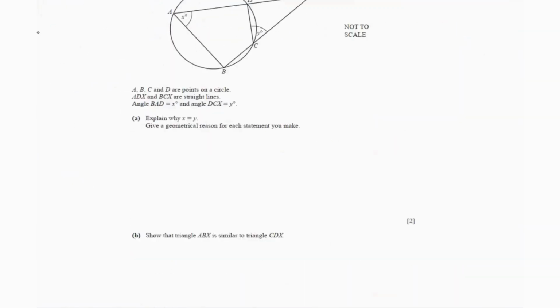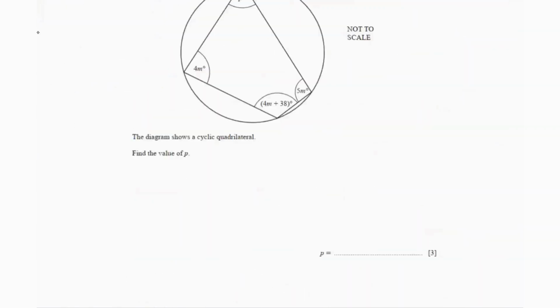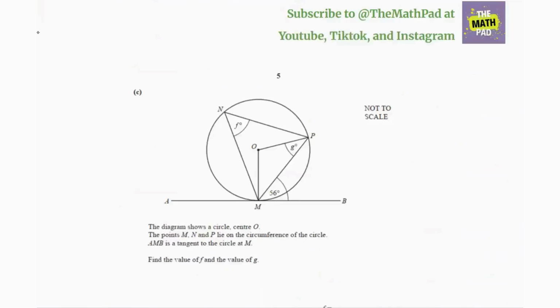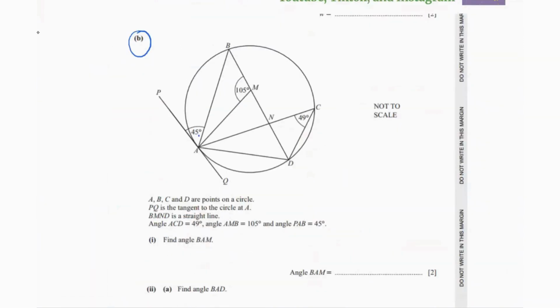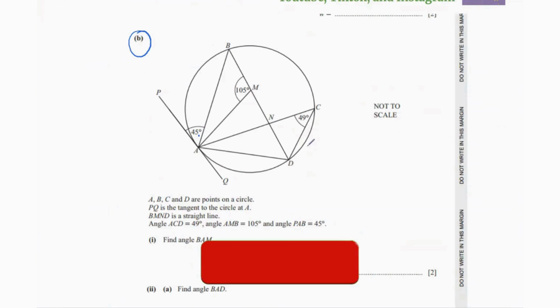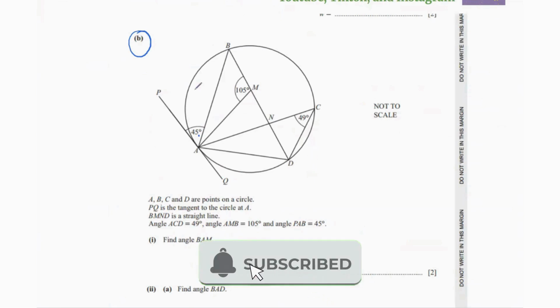And for the 2024 ones, I'm just going to do the ones that are very difficult. I'm not going to do the ones that are being repeated, because otherwise this video will be very long, and it already is. So in this one, it says A, B, C, and D are points on a circle. PQ is a tangent to the circle at A. B, M, N, D is a straight line. Angle ACD is 49 degrees and AMB is 105 degrees. Angle PAB is 45 degrees. Find the angle BAM. So that's this one.